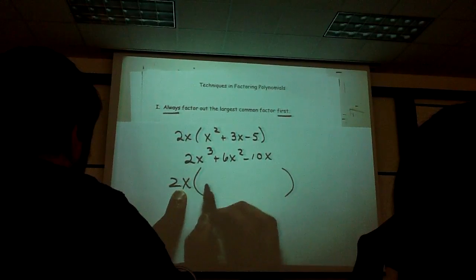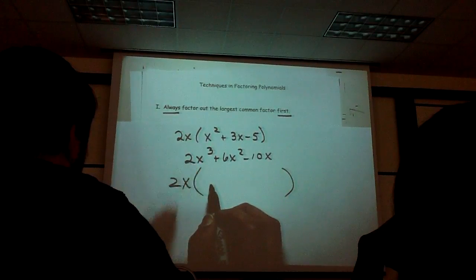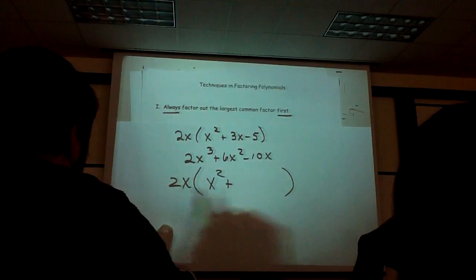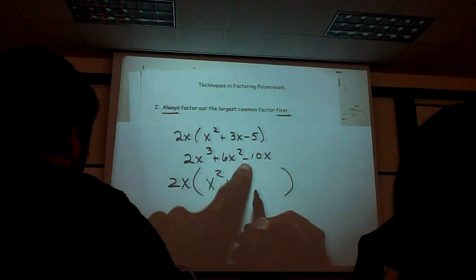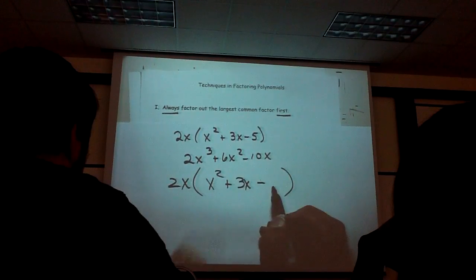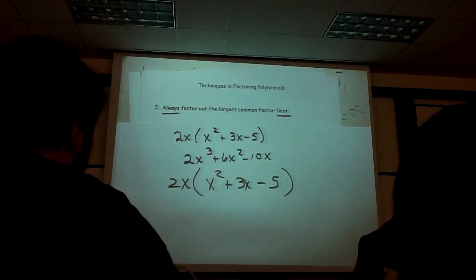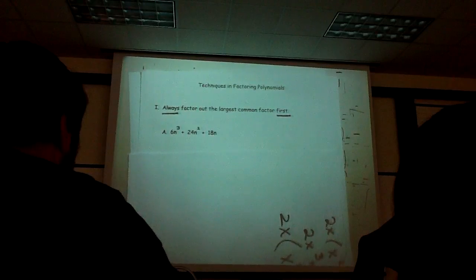2x times what would give me 2x to the 3rd power? x squared. So I'll write it down. Sign. 2x times what would give me this? 3x. Sign. 2x times what would give me 10x? 5. And I have factored out the common factor. That's what we mean by factor out the largest common factor. Let's take an example.